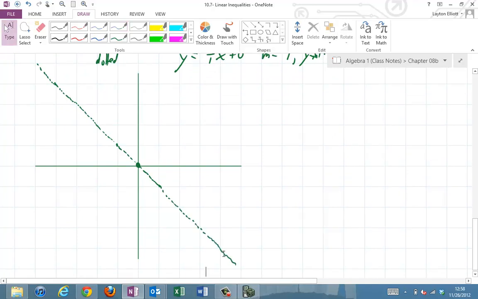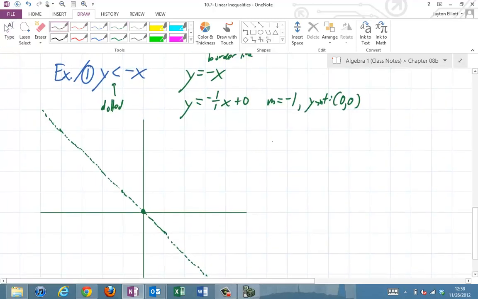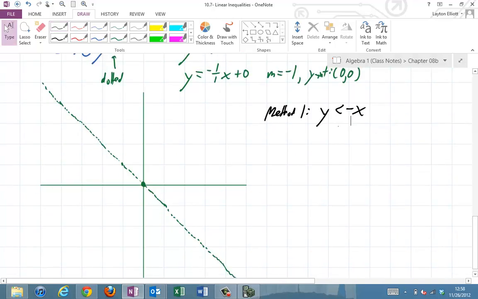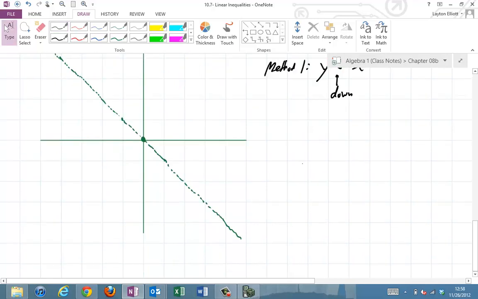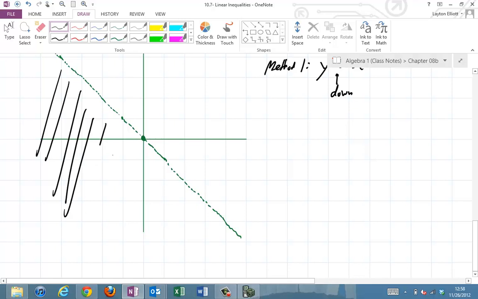Now we have two methods to figure out which direction of the graph to shade it. Method 1 is to take the inequality as is with y on the left. This says y is less than negative x. Less than for y means down. So I'm going to look at this graph and shade below it in this direction.